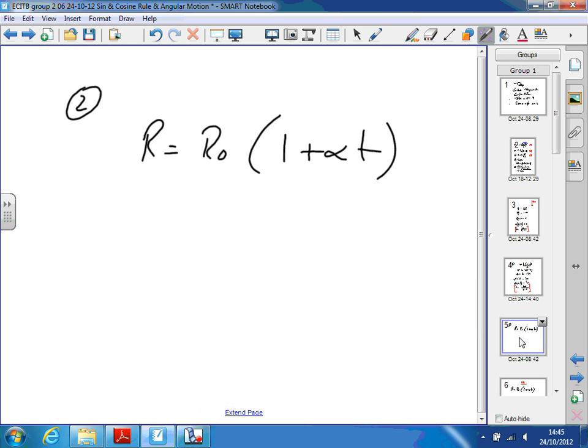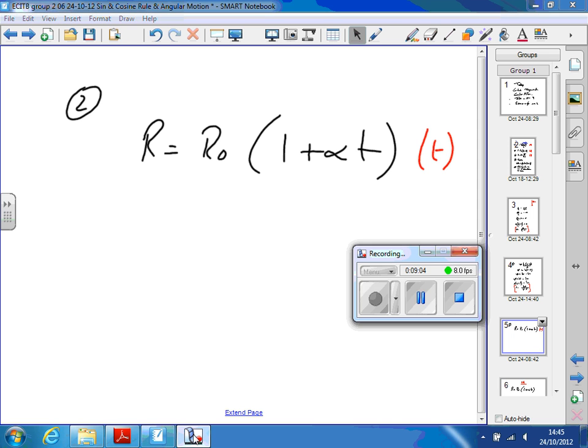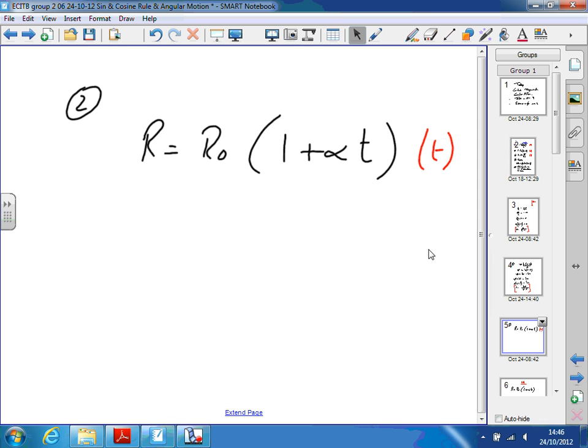Let's look at number 2. I think you're asked for this one to rearrange for t. The thing we're trying to isolate is inside a bracket. Expand out the brackets. So what's the right-hand side going to look like now? R0 times 1 is R0, plus R0 times alpha t is R0 alpha t.